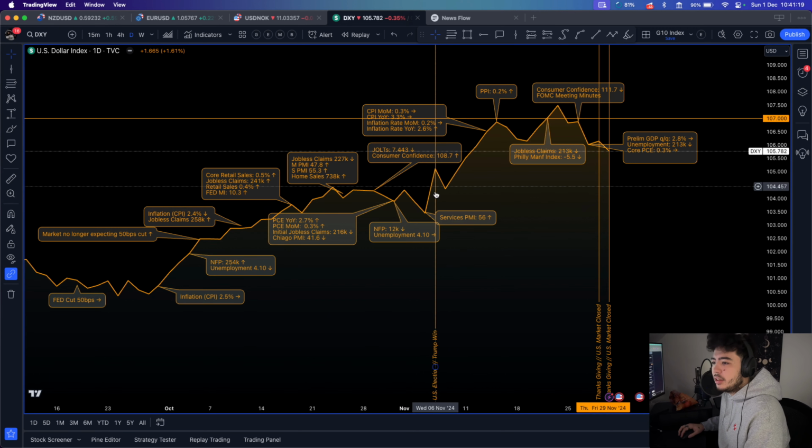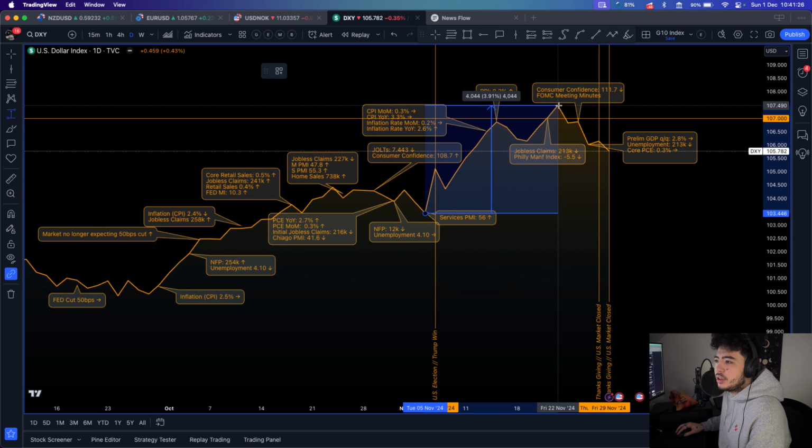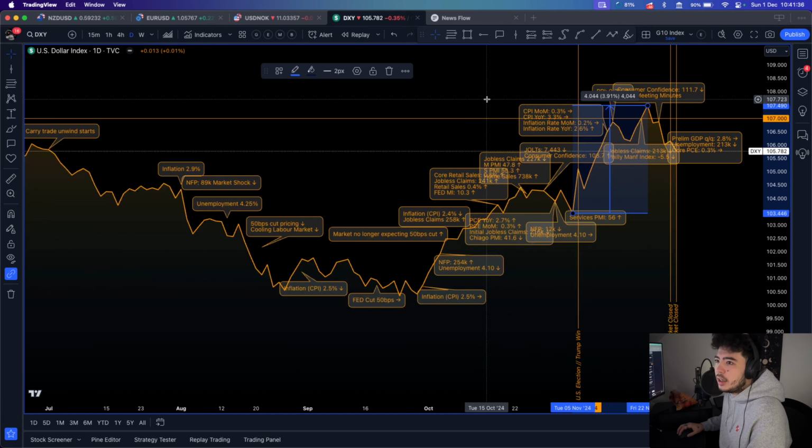And we still are in this Trump trade. Now, what I also just want to side note is if we look at the US dollar, so the day of the election, or the day before the election, sorry, up until the previous peak, we've seen a rise of 3.91.